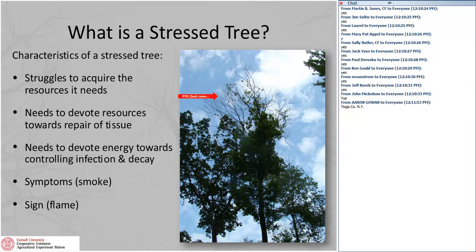Sugar maple is demanding of site conditions.